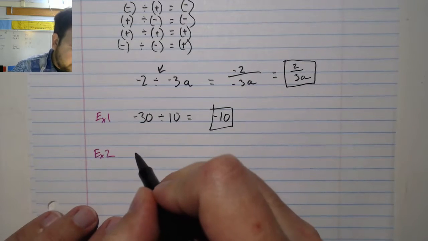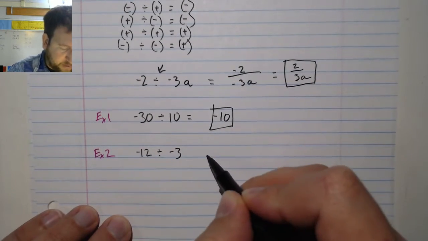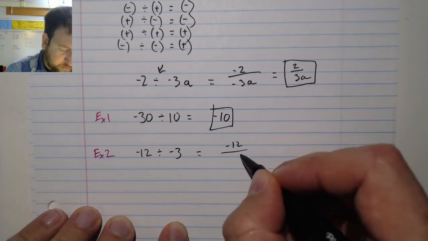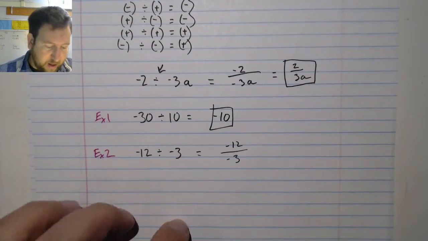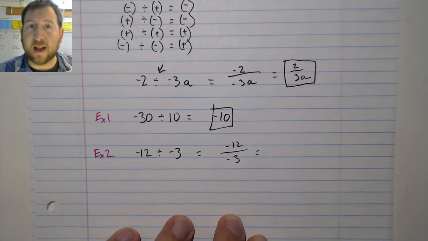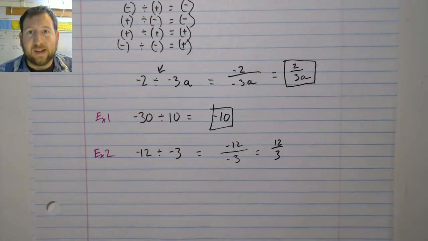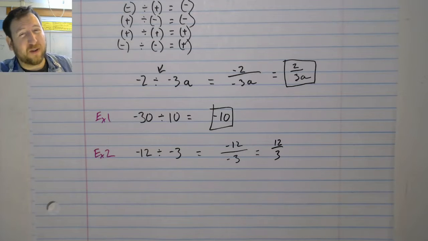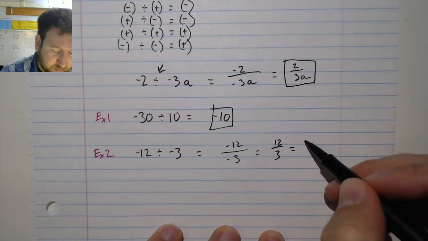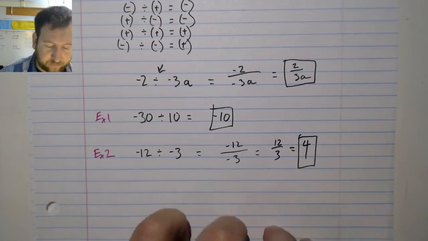Okay? Example 2. I have negative 12 divided by negative 3. And if I wanted, I could write them like this: negative 12 over negative 3. And I can see, obviously, that I'm going to lose my negatives and turn into a positive. 12 thirds. And I can say that 12 thirds is the same as 12 divided by 3. And I can simplify that pretty easily into 4, which is my answer.